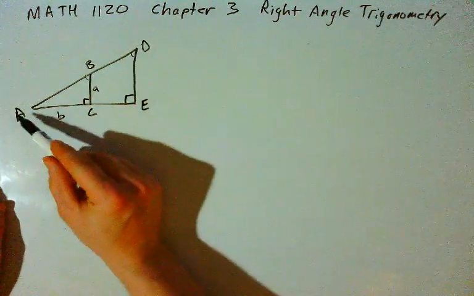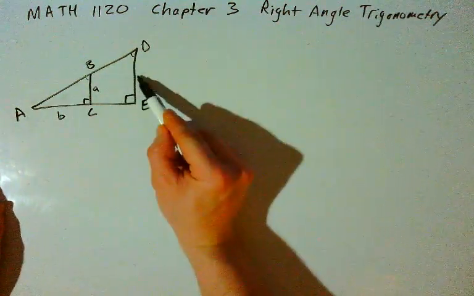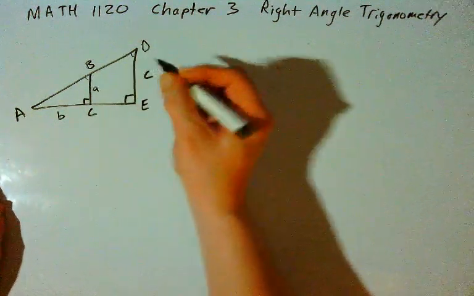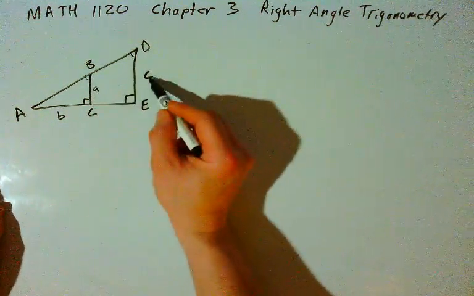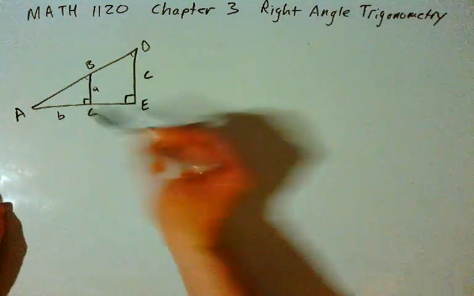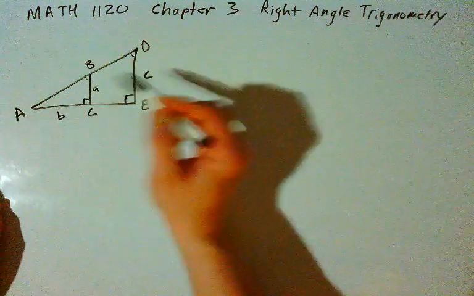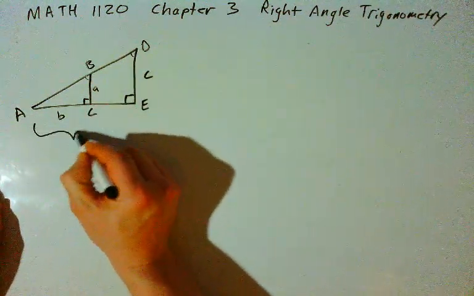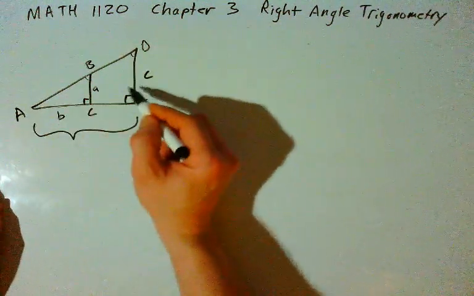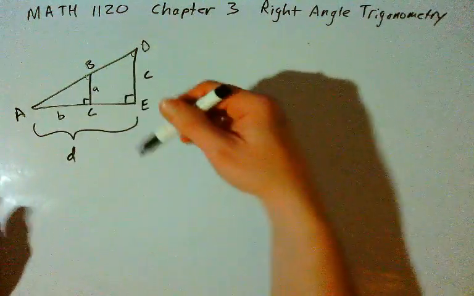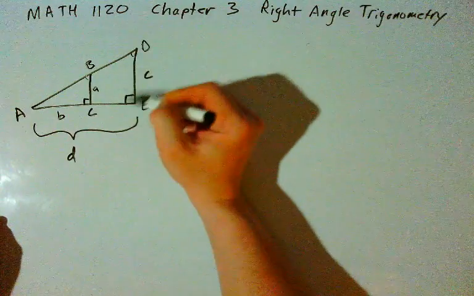Okay, and so the side opposite of angle A for the big triangle, I'm going to call that C, simply because I've already used A, but I've not used lowercase c yet. This is capital C. And the side adjacent to A, this entire side, the long side of the big triangle, I'll call that side D. And so these two triangles are called similar triangles because they have the same angles.